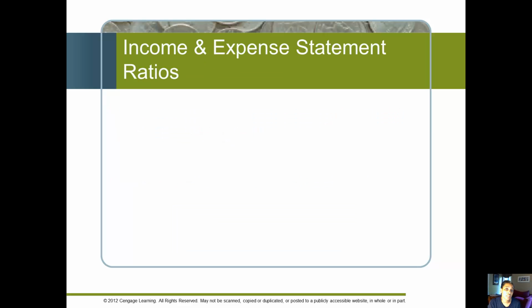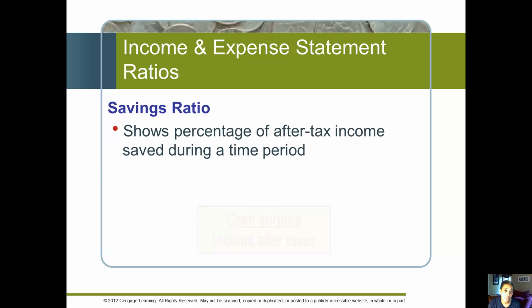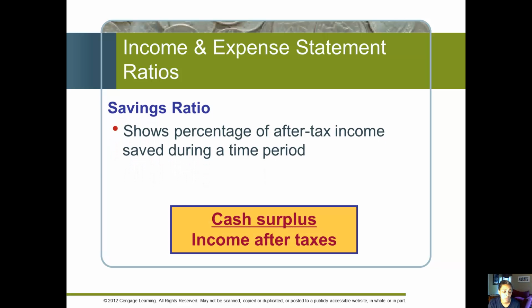Now moving over to the income and expense statement, we can create ratios to analyze that statement as well. So the first is the savings ratio. It shows the percentage of after-tax income that we're actually saving in a particular time frame. So it's our cash surplus, what we have after our income minus expenses, divided by our income after taxes.